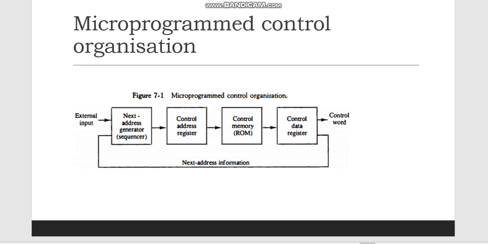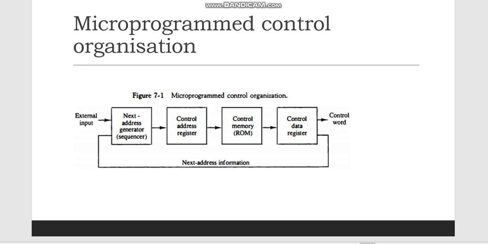In the example that follows, we assume a single-phase clock and therefore we do not use a control data register. In this way, the address register is the only component in the control system that receives clock pulses. The other two components, the sequencer and the control memory, are combinational circuits and do not need a clock.